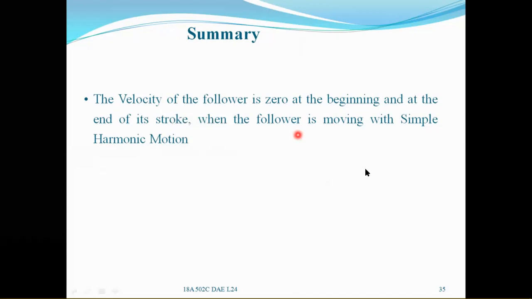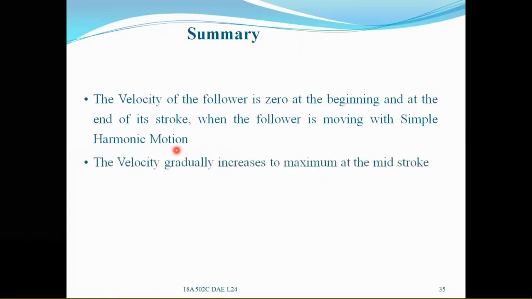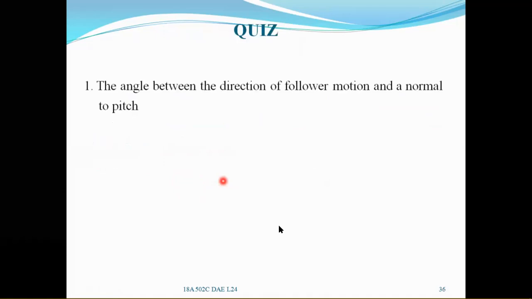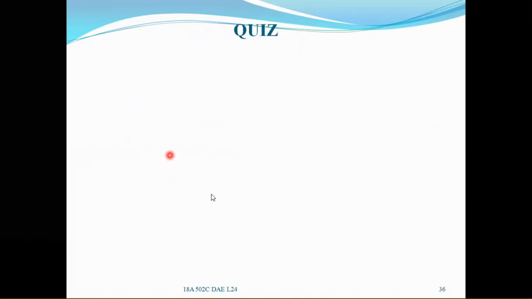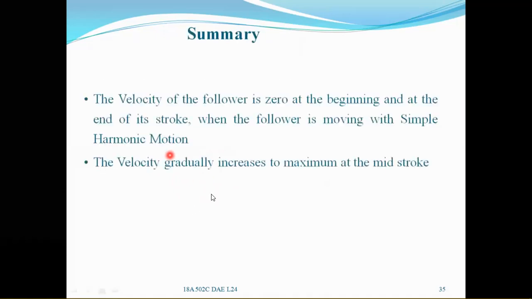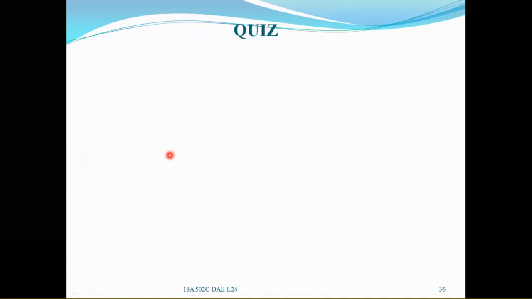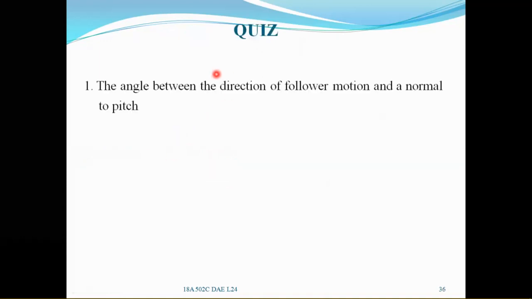When the follower is moving with simple harmonic motion, at the beginning and at the end of each stroke the velocity will be 0. Velocity gradually increases to the maximum at its mid stroke. This is a small summary of this lesson. Now let us have a quiz on this.